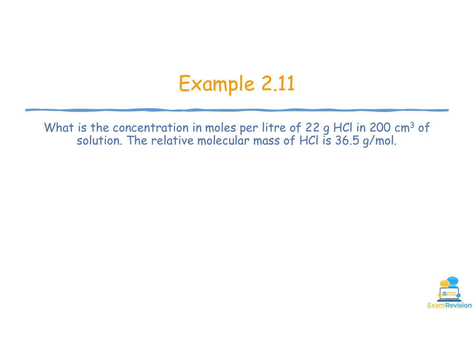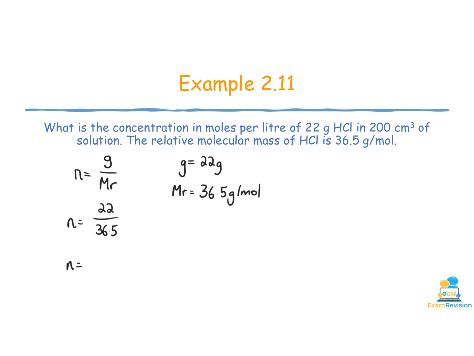Here again, we're going to have to change the 22 grams of hydrochloric acid into moles. We do that using number of moles equals grams divided by M(or). The grams they've given to us, and that is 22. And the M(or) they've also given to us, and the M(or) they've said to use is 36.5 grams per mole. Figuring out the number of moles becomes 22 divided by 36.5. Typing that into your calculator, you'll figure out that the number of moles is 0.6027, and the numbers continue.